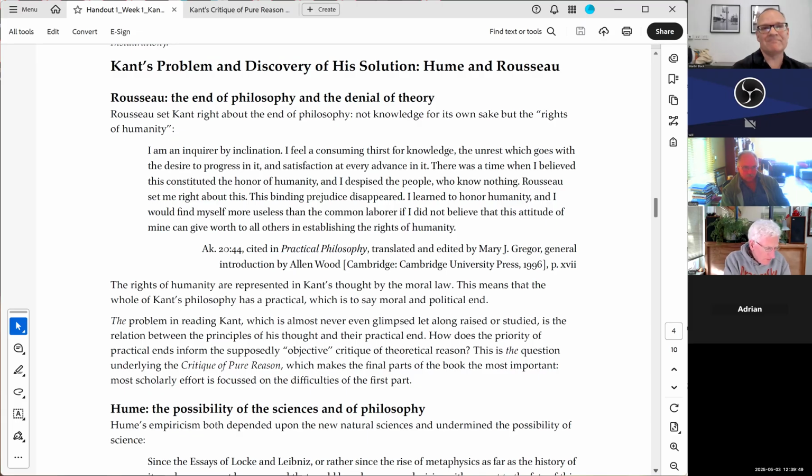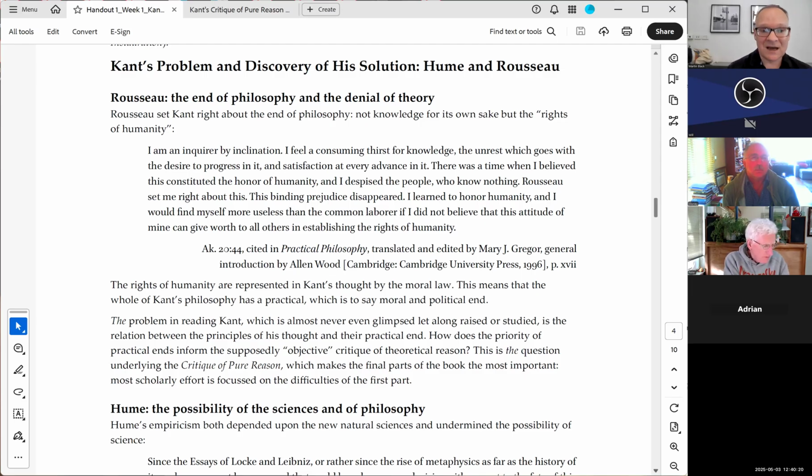There's an unpublished note, which are called reflections in the literature, and you'll often see R14012 or something, and this refers to an unpublished note by Kant. And this one was cited in the introduction to the works on practical philosophy in that Cambridge edition of the works of Kant. And I'll read it now. So this is, we're on page 4. So after Rousseau, the end of philosophy and the denial of theory.